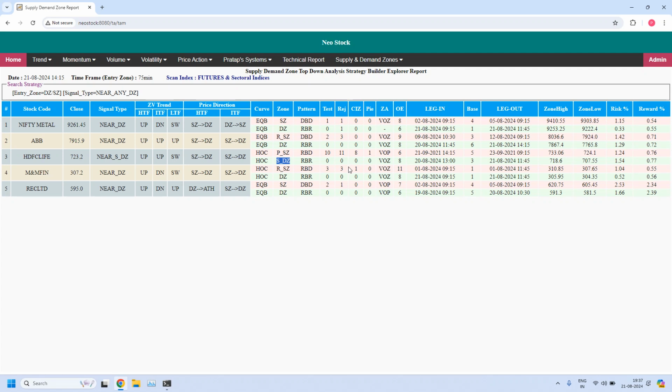So you need to fine tune the zone, and if you can find a fresh fine tuned 5-minute zone, the zone works, otherwise it might be violated.